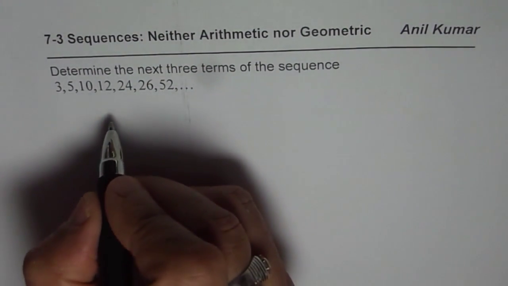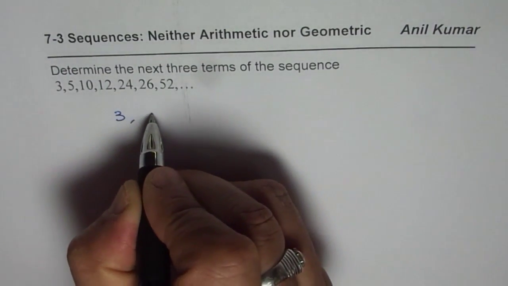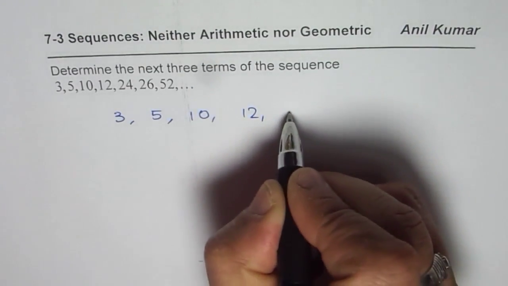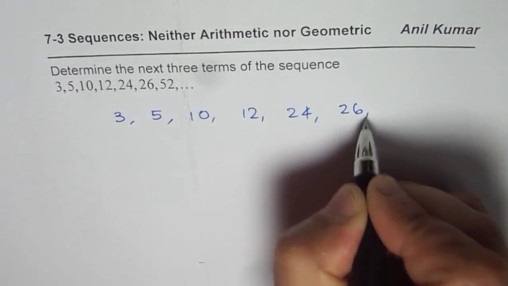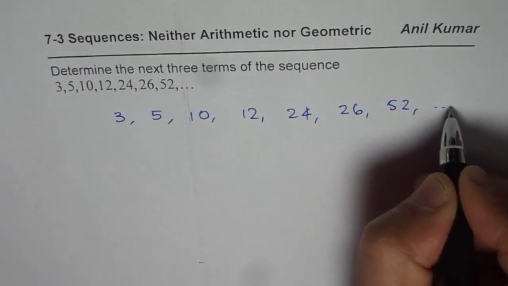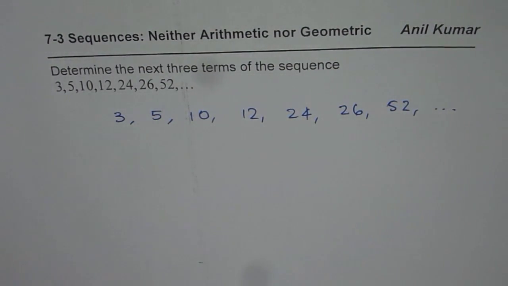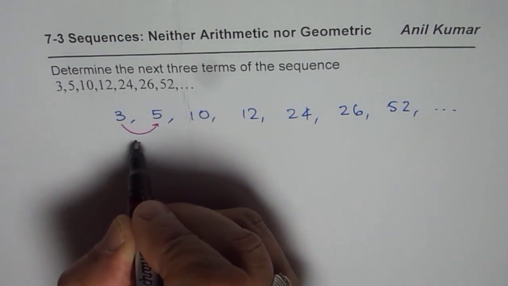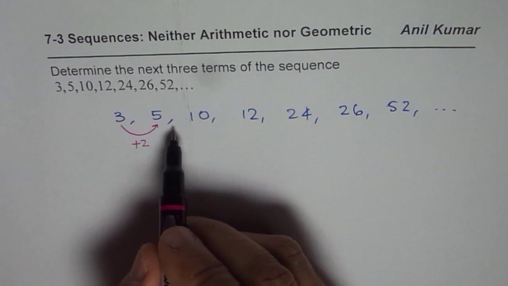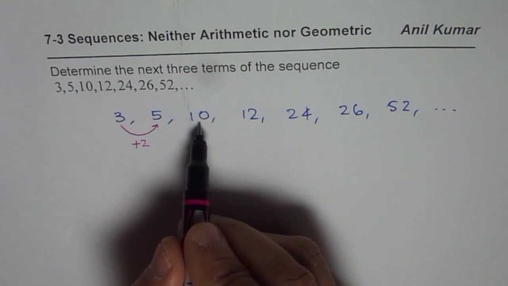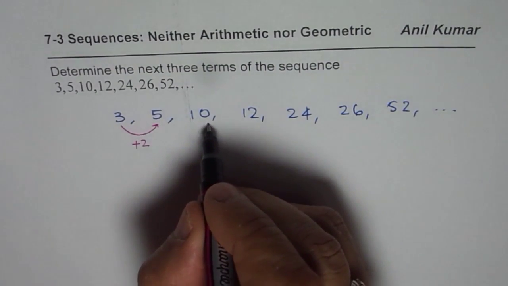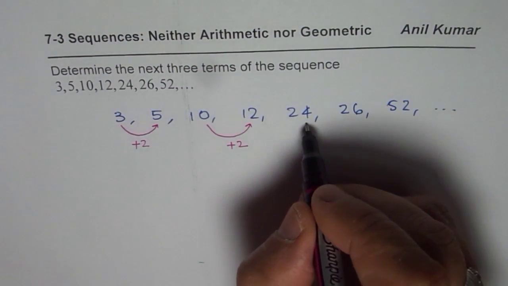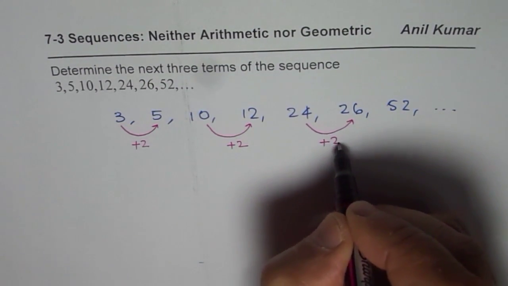So let's write them slightly bigger and then understand what the sequence could be. So 3, 5, 10, 12, 24, 26, 52, and so on. So what do you observe in this sequence? We see that the difference in the terms here is plus 2, right? When you go to the next one, it becomes 10, or it becomes 2 times. But when you go from 10 to 12, the difference is plus 2, and even from 24 to 26, the difference is plus 2.